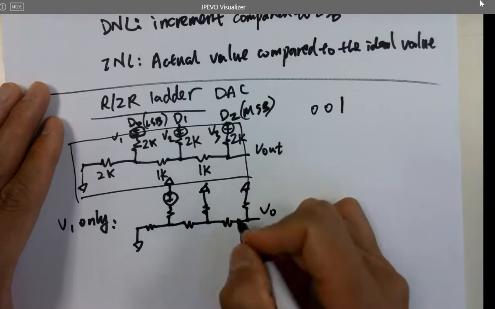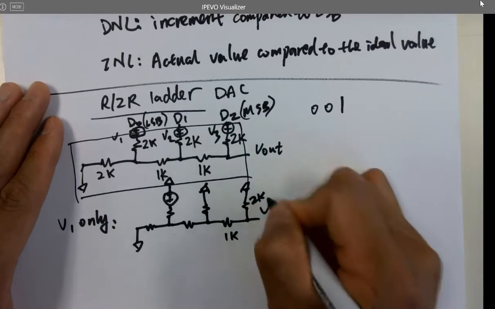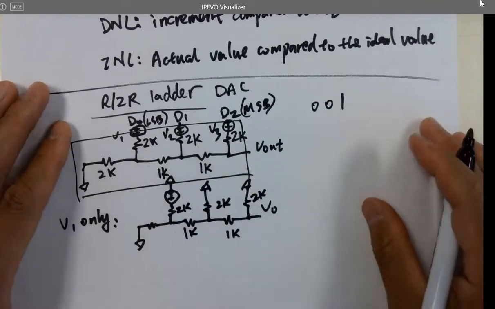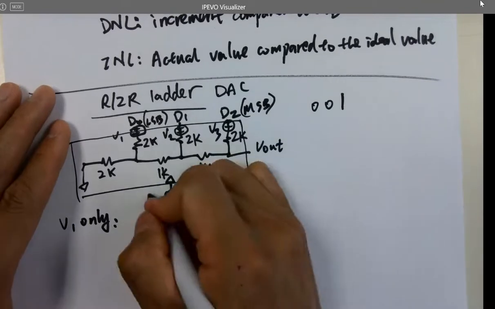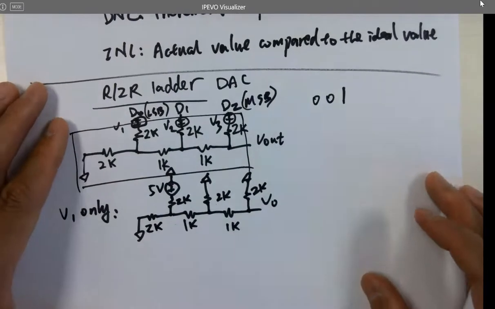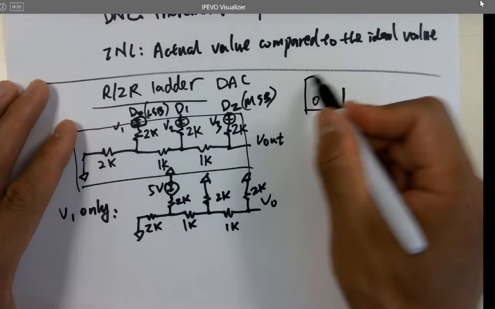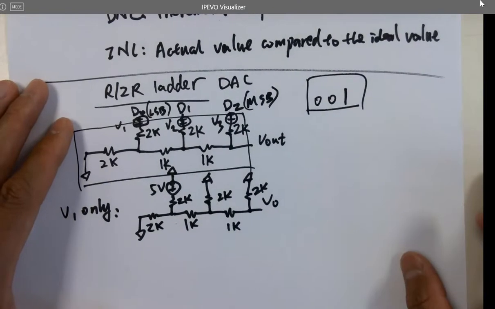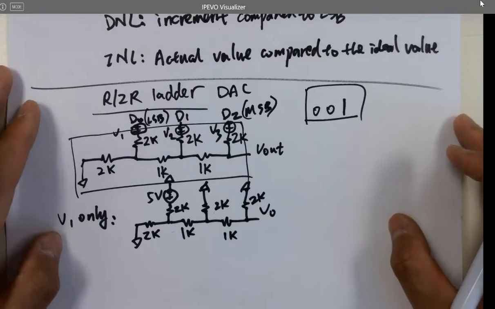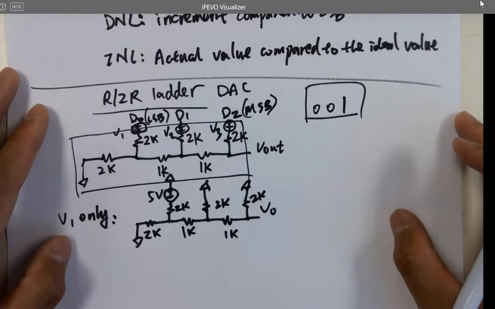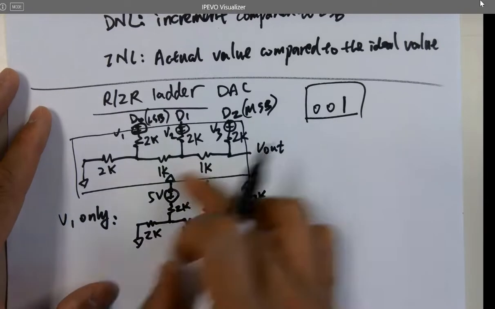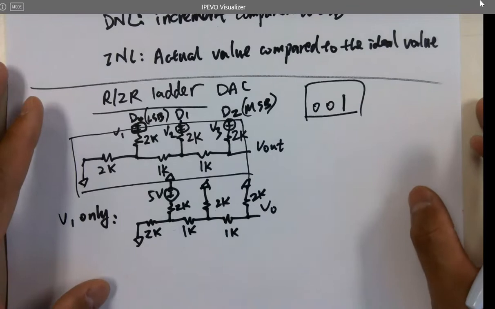Here's VO, 1K, 2K, 2K, 1K, 2K, 2K, and 5 volts. If the input of the DAC is 001, it becomes this. And now let's look at what is VO in this situation. How do you look at this circuit? I know I drew it in a different way from what we usually do.